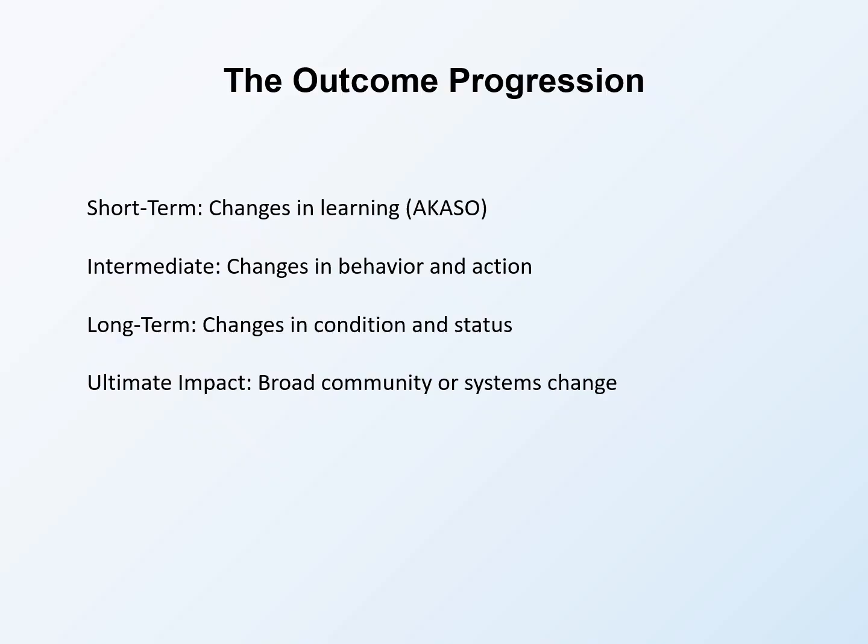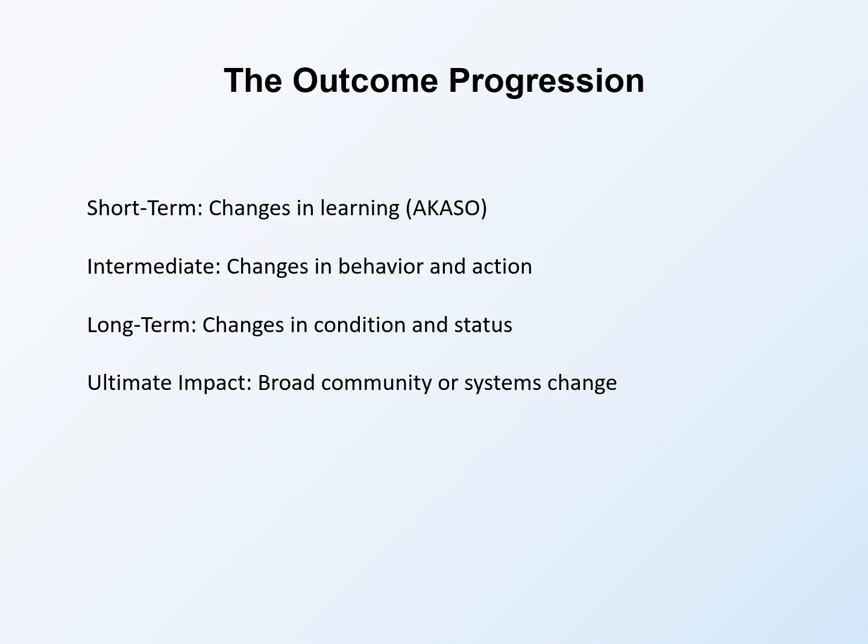Life circumstances measurably improve as a result of participants maintaining changed behaviors consistently. These condition changes may take months or years to fully manifest and become stable. Ultimate impact represents broad community or systems change at the population level.